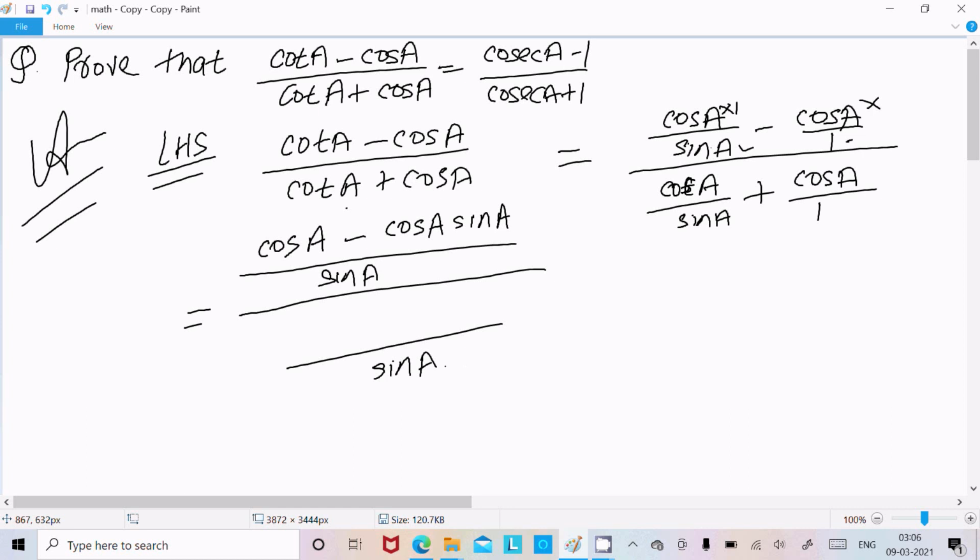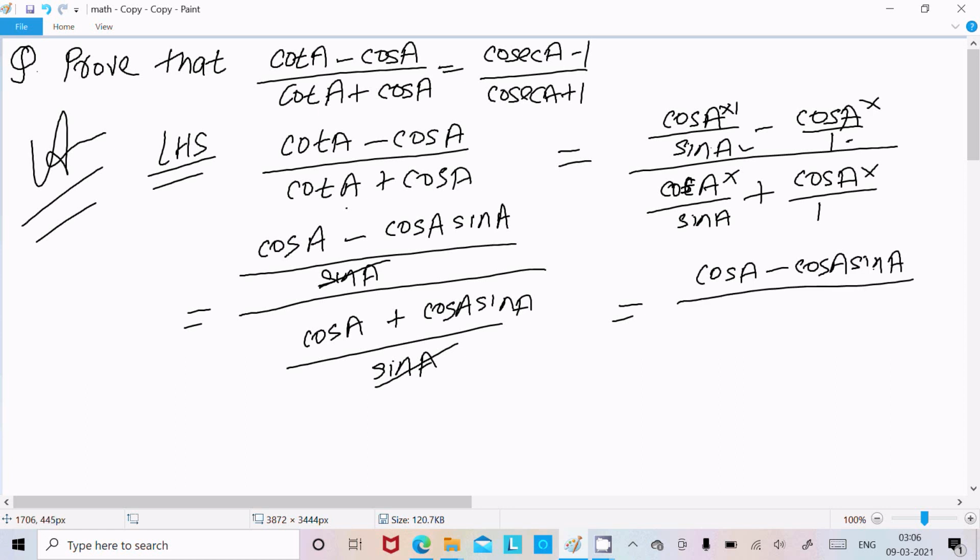Now here sine divided with sine comes 1, 1 multiplied with cos, so here only cos A comes. 1 divided with sine A comes sine A multiplied with cos A, so here we can write cos A sine A. Now next this will cancel, and here we can write cos A minus cos A sine A, and down we can write cos A sine A.